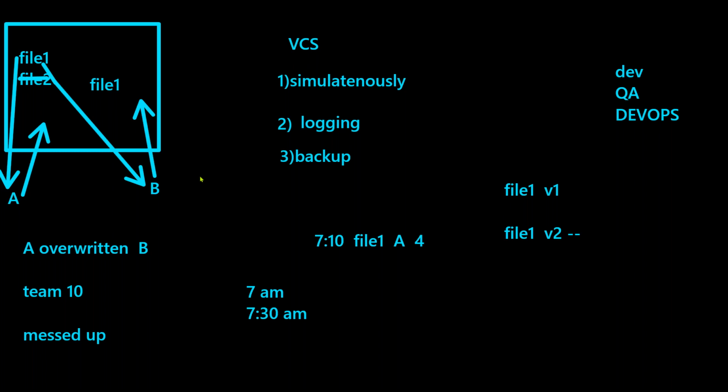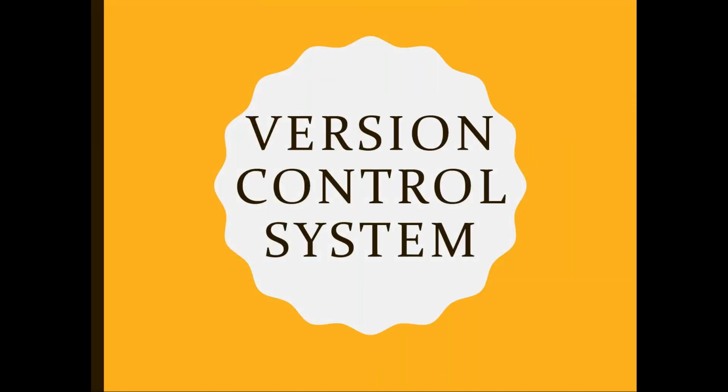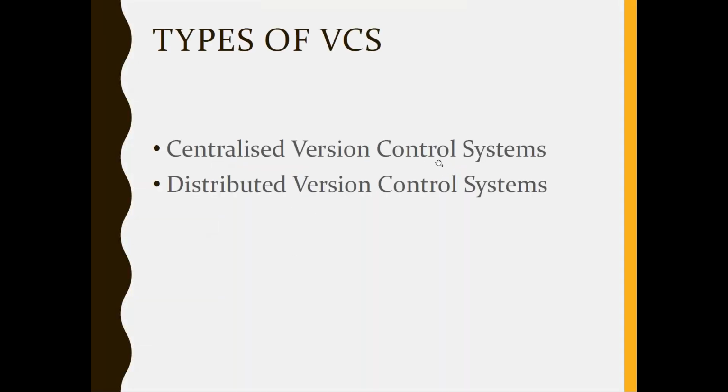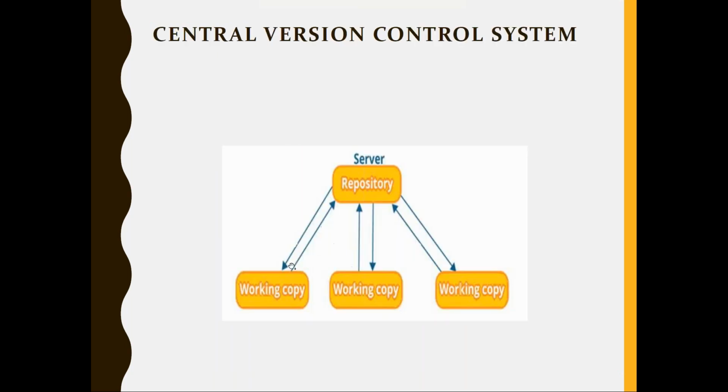So this is what a version control system does, and based on the architecture, version control systems were categorized as centralized version control systems and distributed version control systems. How are they categorized? What are those? Let's see. Centralized version control systems and distributed version control systems. See here, there is a remote repository.